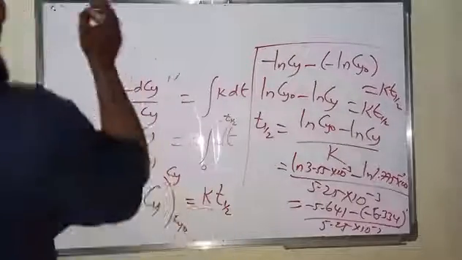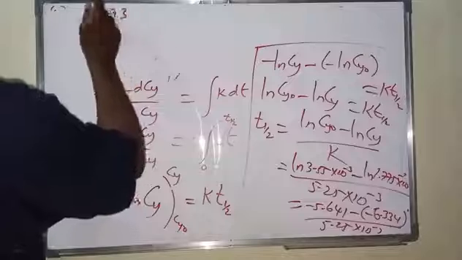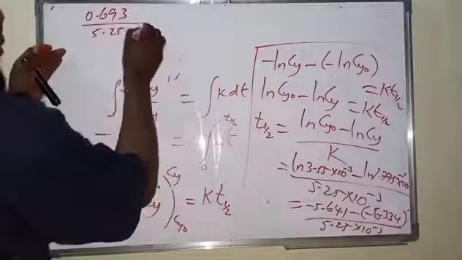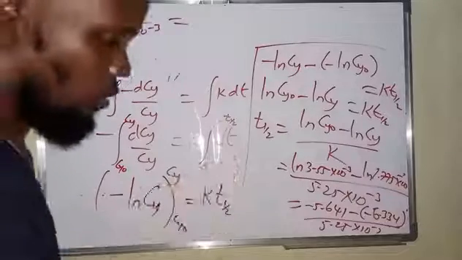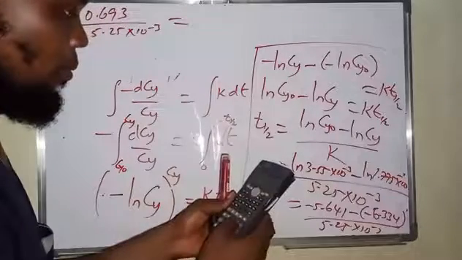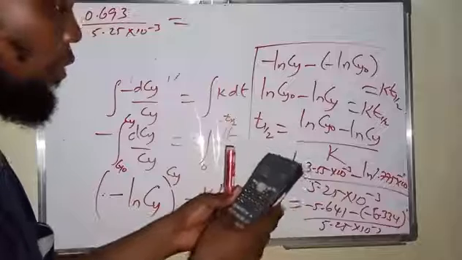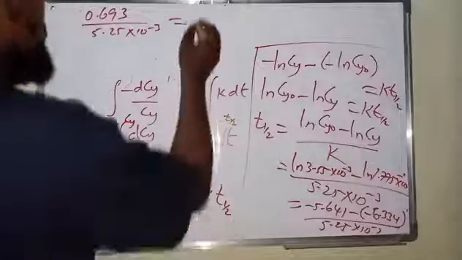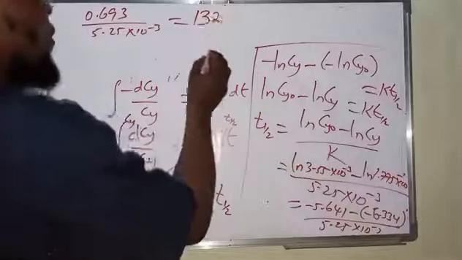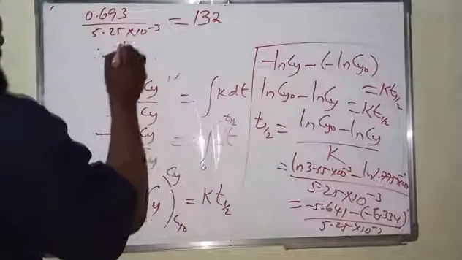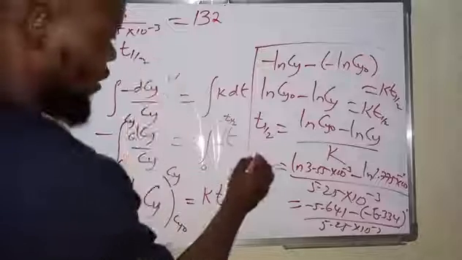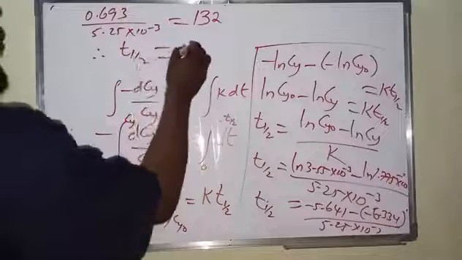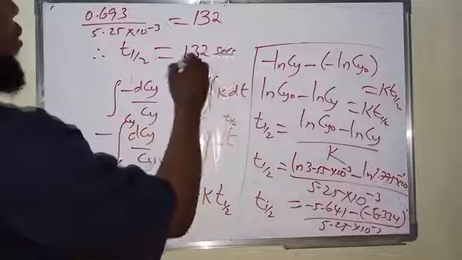So coming back here, we're going to have 0.693 divided by 5.25 times 10 to the power minus 3, which gives us 132. So you can now say, mind you, all this is t a half, which is the half life. Therefore our half life is 132 seconds.